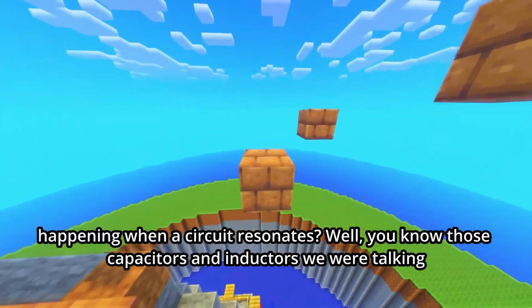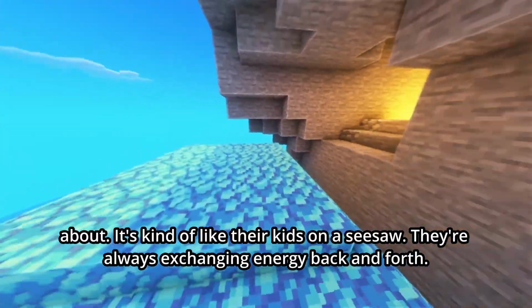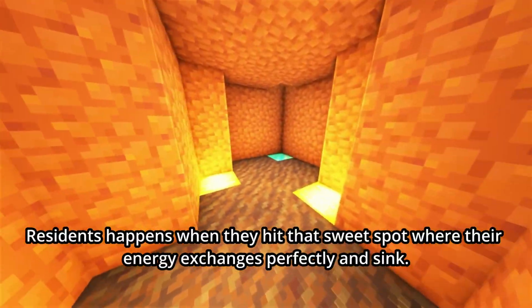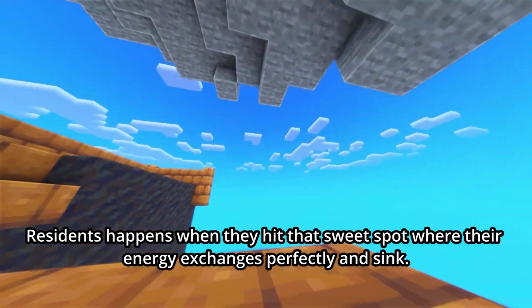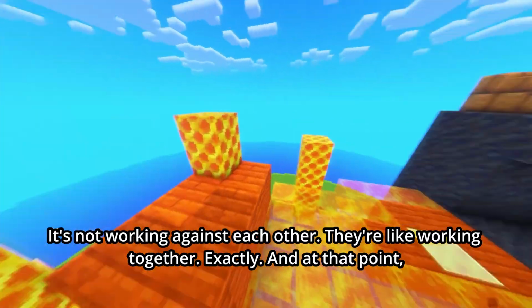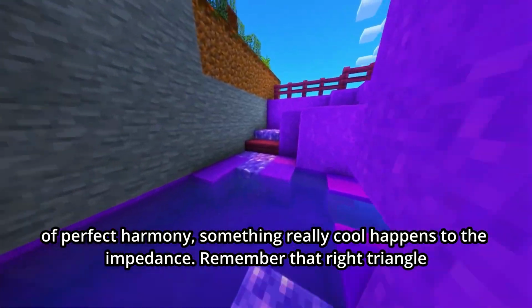Well, those capacitors and inductors we were talking about, it's kind of like they're kids on a seesaw. They're always exchanging energy back and forth. Resonance happens when they hit that sweet spot where their energy exchange is perfectly in sync. If they're not working against each other, they're working together. Exactly. And at that point of perfect harmony, something really cool happens to the impedance.